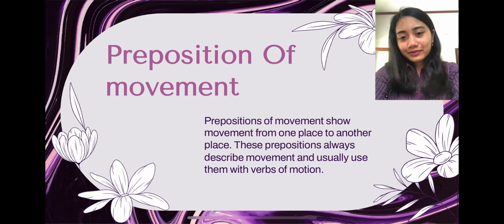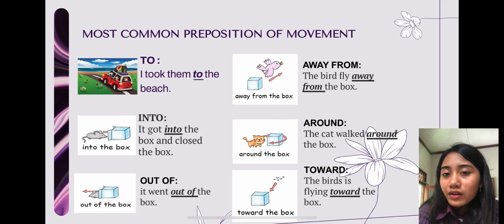Number 5, around, movement passing something in a curved route, not going toward it. For example, the cat walked around the box. Number 6, toward, movement in the direction of something. For example, the bird is flying toward the box.